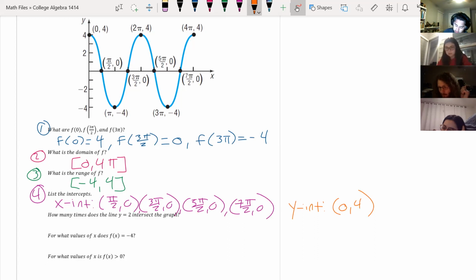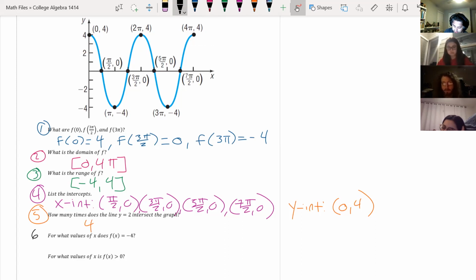5. How many times does the line y equals 2 intersect the graph? Well, y equals 2 is what type of line? Vertical or horizontal? Horizontal. So if I drew a line y equals 2, how many times would I intersect this graph? That'll be 4. Good.